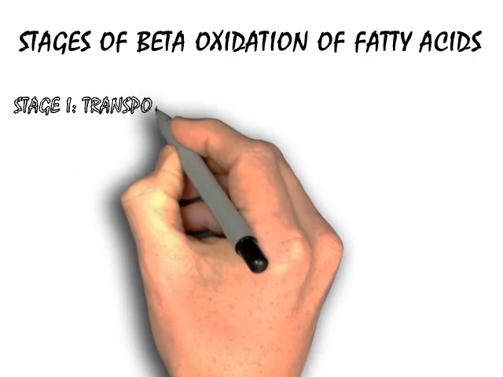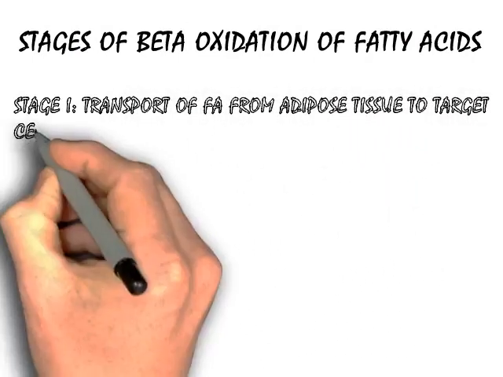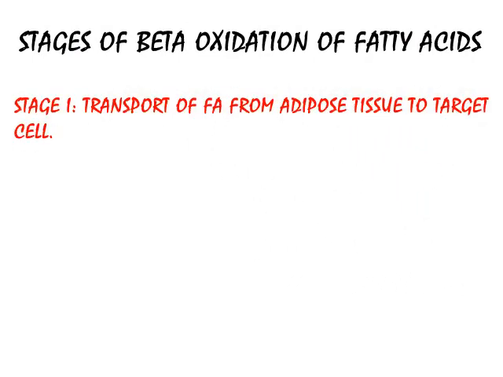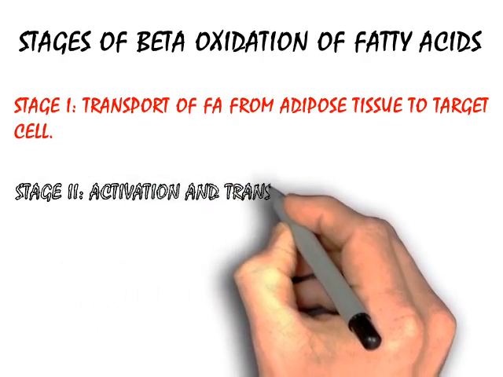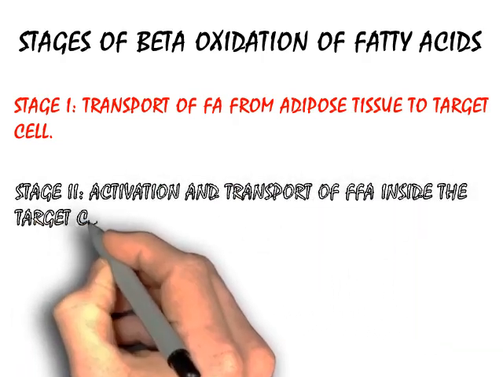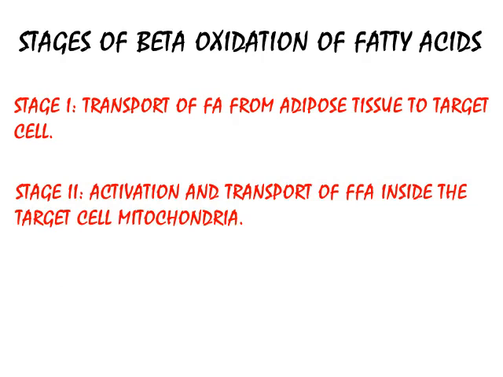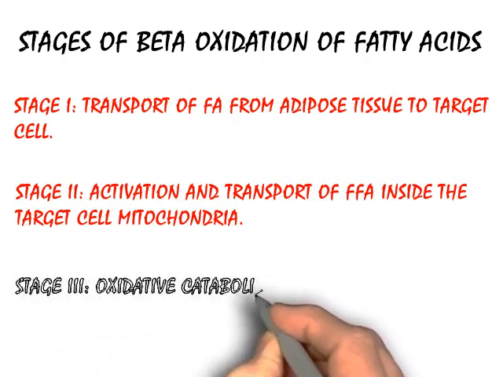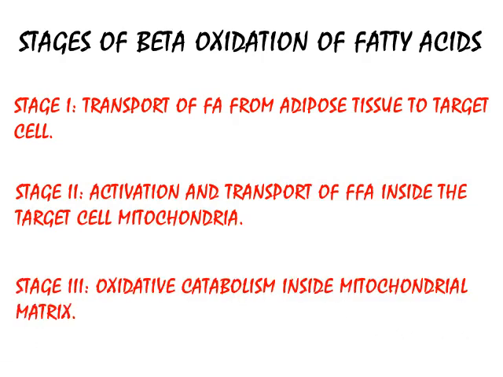There are 3 stages of the beta oxidation. Stage 1, transport of fatty acid from adipose tissue to target cell. Stage 2, activation and transport of free fatty acid inside the target cell mitochondria. Third stage, oxidation catabolism inside mitochondrial matrix. Now we will study each stage in detail.